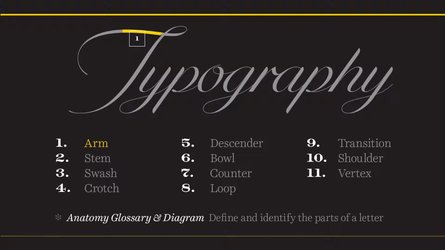Number 1 at the top is an arm. So you'll be definitely working with your arms today when you're working on your initial caps, or maybe some of your other letter forms. You're going to want to connect your swashes possibly to the arm.